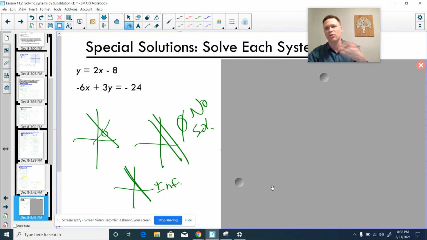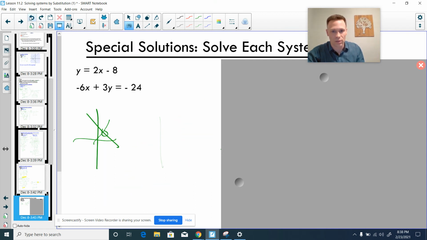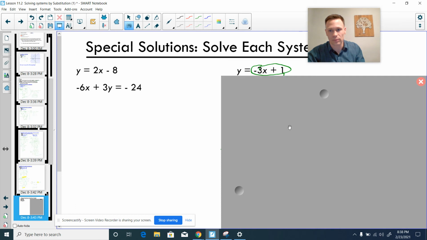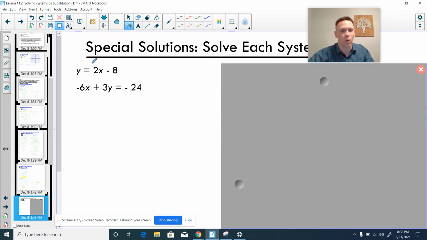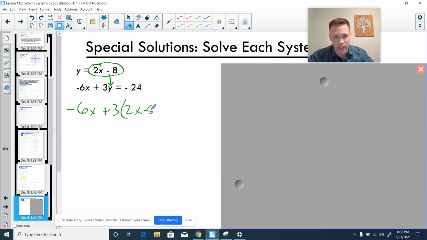But what does that look like when you're solving algebraically, okay? So that's what we're going to do here. So I'm actually going to undo this and get rid of all that stuff. Okay, so take a look. I do not have to do step 1 in either one of these. I know that y is equal to something, so I substitute that something into the other equation. So I have negative 6x plus 3 times, and instead of y, it's 2x minus 8. That is then equal to negative 24.